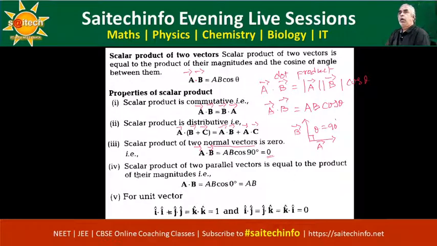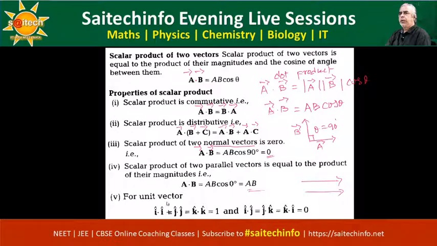Then the scalar product of two parallel vectors. Two parallel vectors means one vector is like this and another vector is like this, so the angle between them is 0. In that case AB cos 0 is equal to AB. Okay.